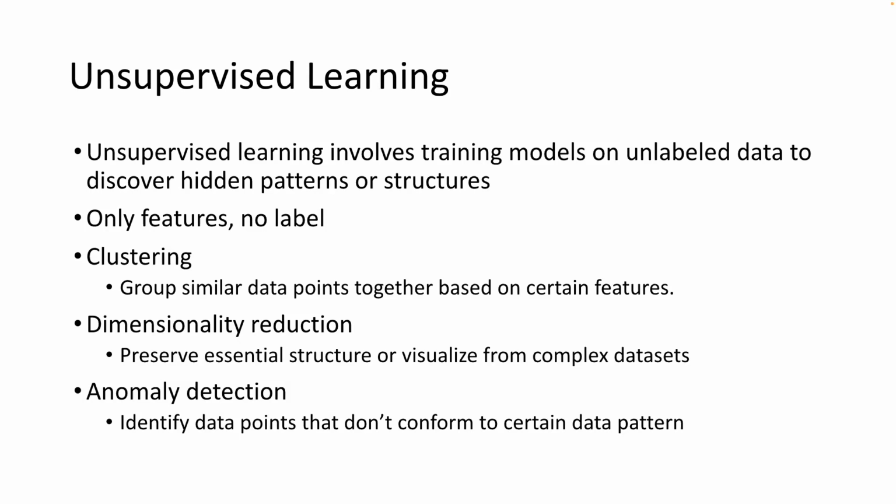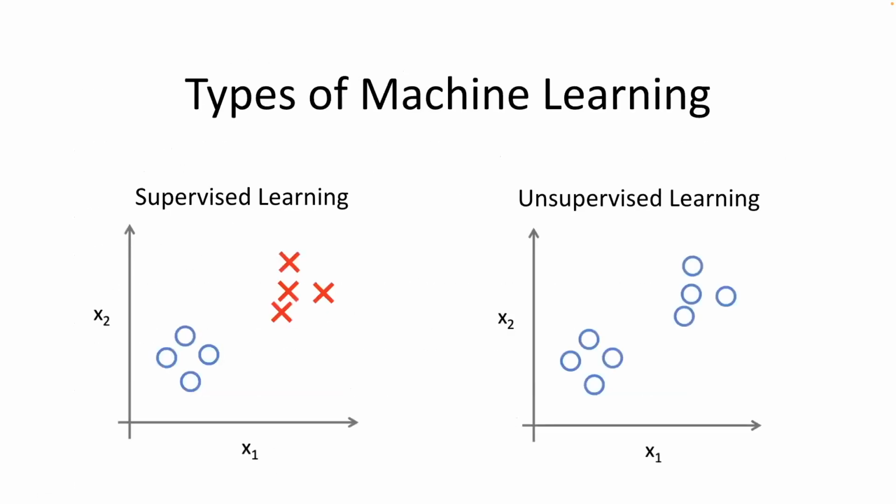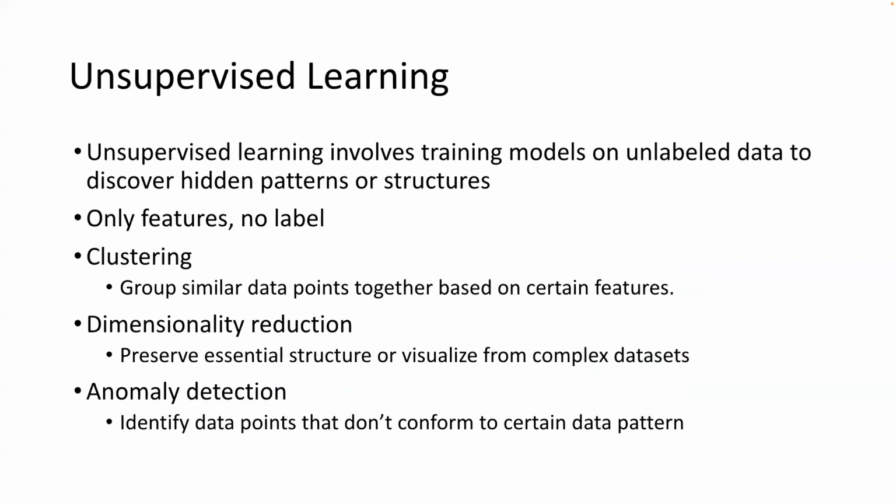Just like this figure here, we have two groups of data, and the algorithm will learn how to cluster this data into different groups. And there is also dimensionality reduction.